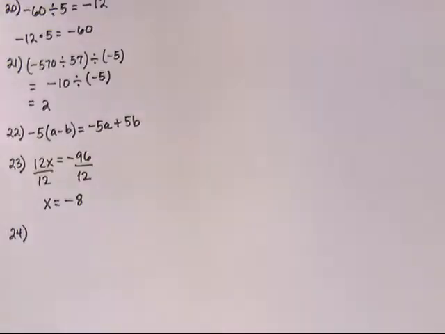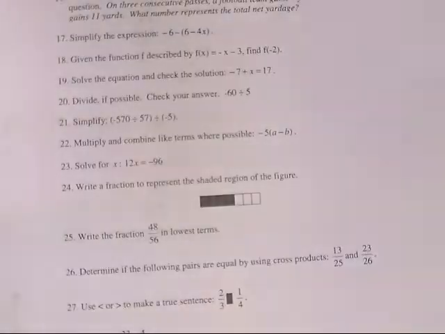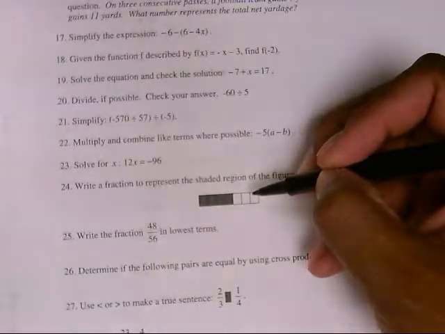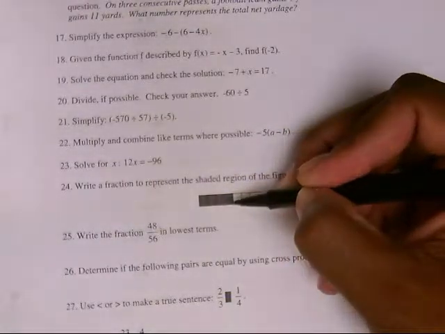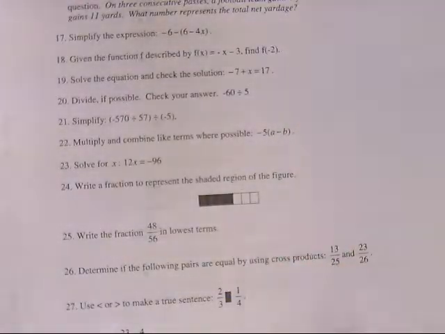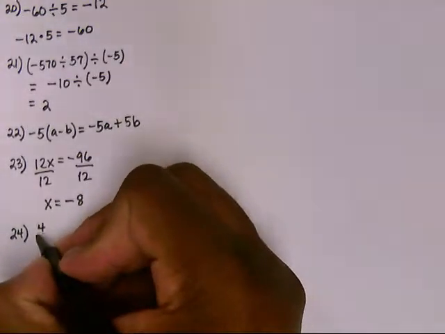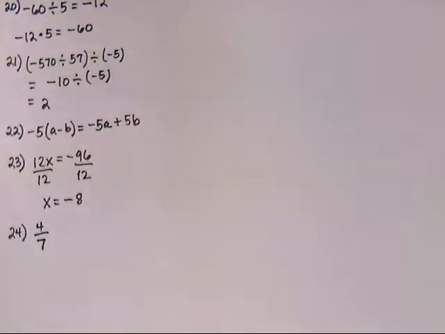Alright, number 24. Write a fraction to represent the shaded region in the figure. In this case, we have 7 boxes here. 4 of these boxes are shaded. So to represent the shaded region as a fraction, 4 are shaded, that's your numerator, out of 7 boxes that are in that figure. So it's 4 out of 7, or 4/7.